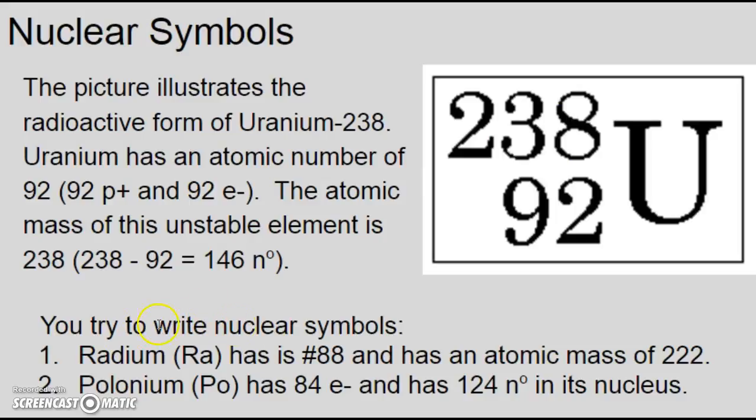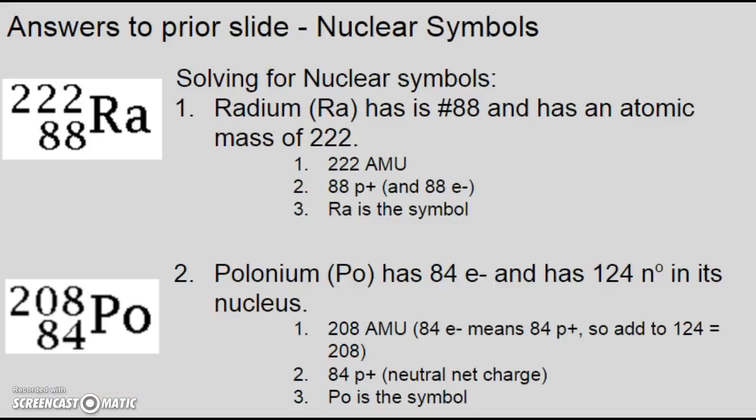So let's have you try to do this, nuclear symbols, and I'll pause. You need to push pause on this and draw out radium. It's number 88 on the periodic table, and it has an atomic mass of 222. And I want you to try polonium, another radioactive element. Polonium, symbol Po, has 84 electrons, and it has 124 neutrons in its nucleus. So why don't you pause this right now, try radium and polonium. The next slide I'll actually go over the answers here. You're drawing the equivalent of this nuclear symbol here. You just have different information. They're different radioactive elements. Okay, I'm sure you paused it and you did all these perfectly.